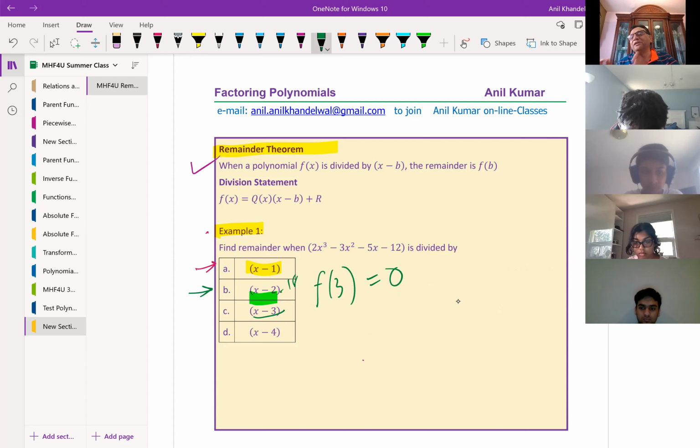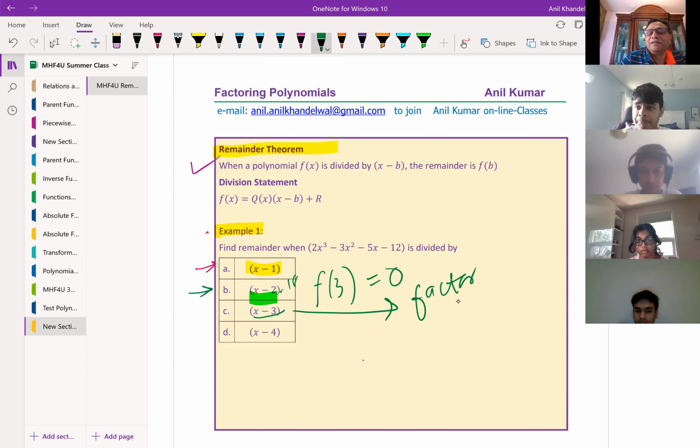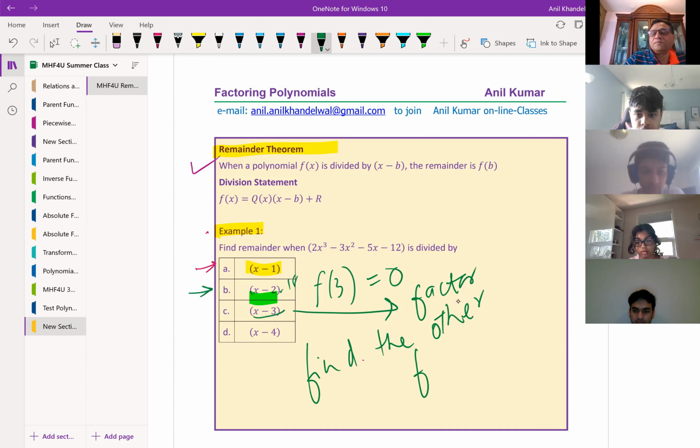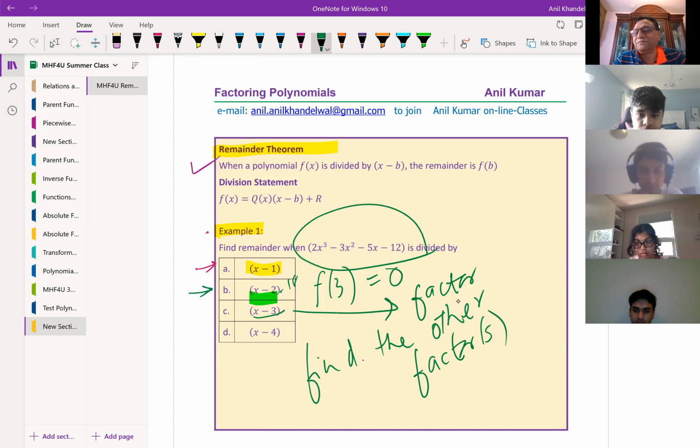So if you get the remainder as 0, what does it mean? X minus 3 is a factor of the polynomial. Perfect. So this is a factor of the polynomial. Do you understand? So that means now we have got one factor. Can you get the second factor? So can we use the a cube minus b cube formula? There is no a cube minus b cube because it is not a binomial.